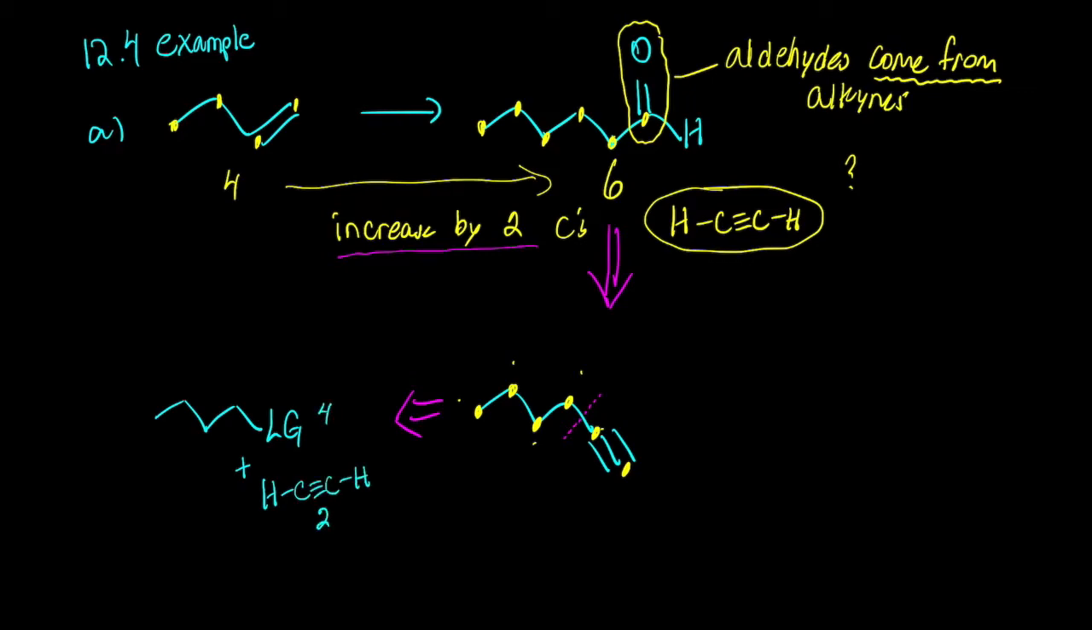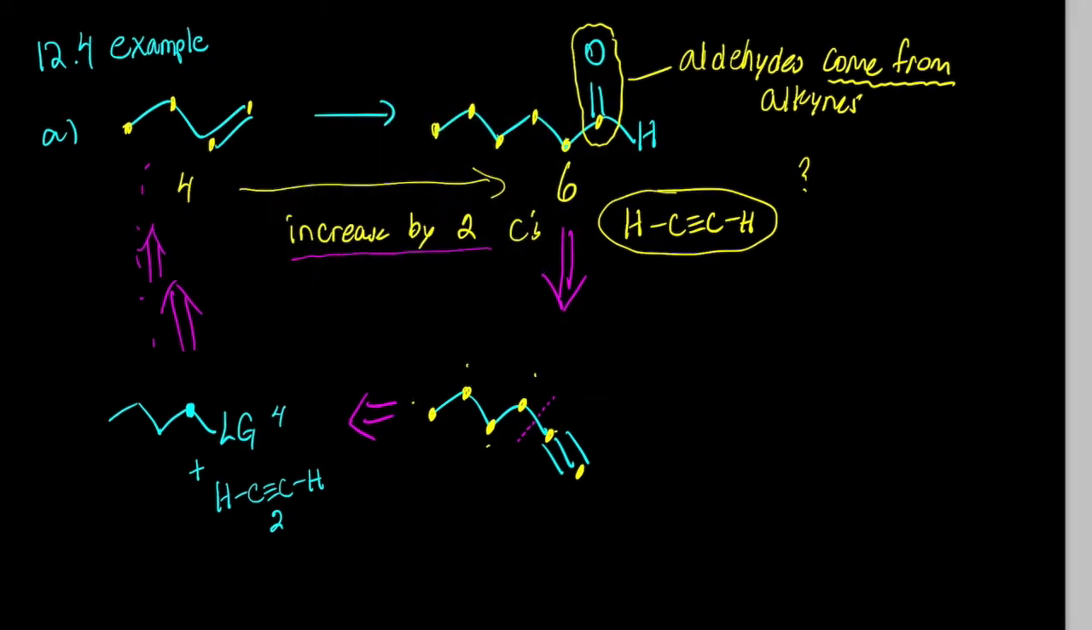Here's 2 carbons, here's 4 carbons. LG means leaving group, we know that. And so I can kick off that leaving group and stick on those carbons to get that molecule. Okay. And then I need to think about how this can come from an alkene.